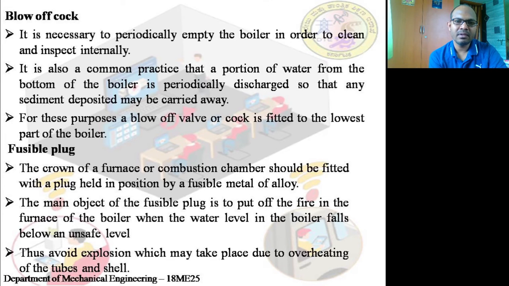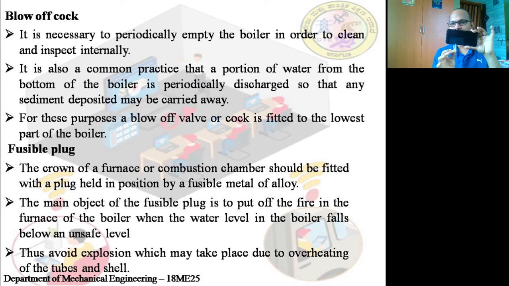For this purpose, a blow-off valve or cock is fitted at the lowest part of the boiler. Now, my dear friends, if you take this as a boiler, the blow-off valve will always be placed at the bottom like this. It is always placed at the bottommost portion. This is called a blow-off cock.